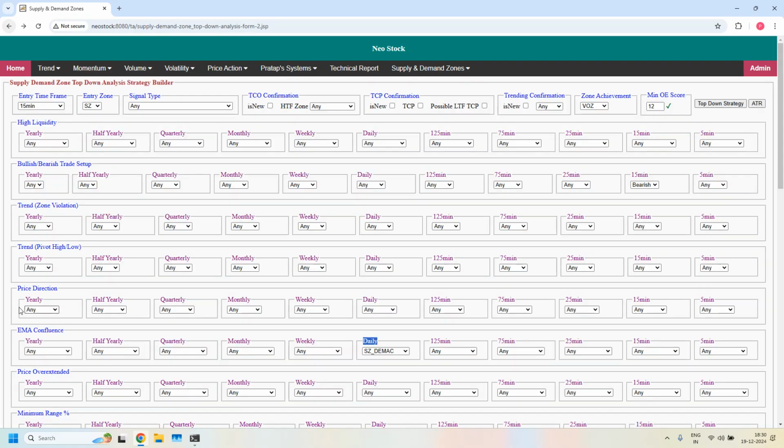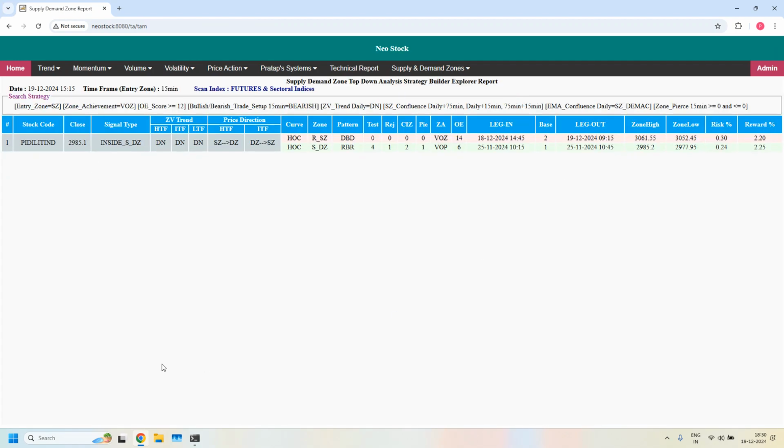We can ignore them by setting one more filter, trend on daily time frame. It should be downtrend, not sideways. See, now we got only 1 stock. So this is an even more high probability trade setup supported stock. This is about bearish trade setup for daily income trades.